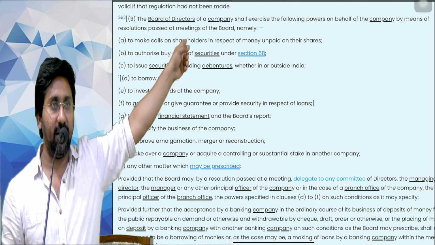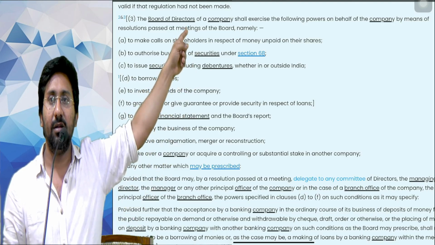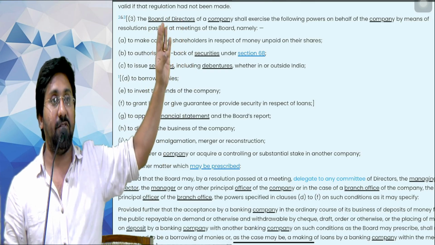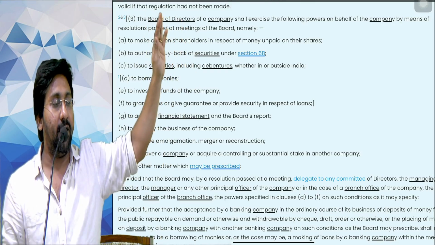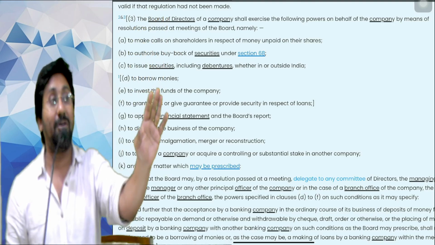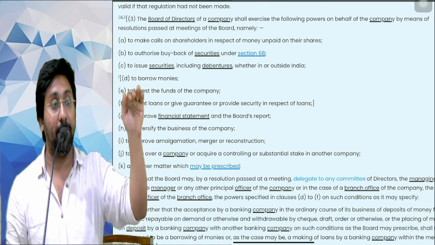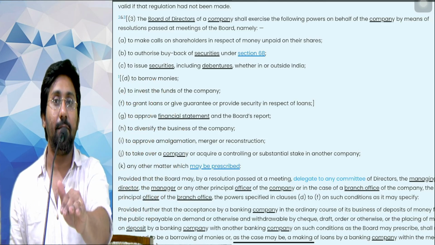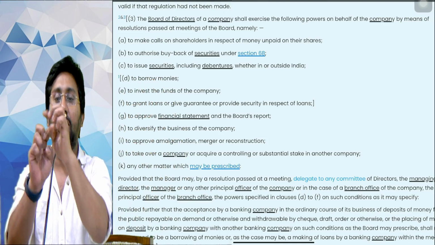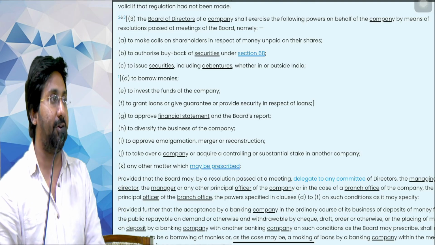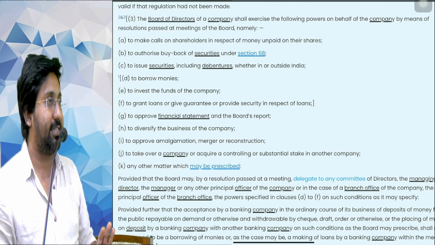See the section there. Read the section. The board of directors of a company shall exercise the following powers on behalf of the company by means of resolutions passed at meetings of the board, not by circulation. It means it is a board meeting, not equal to circulation. Therefore, it should not be a resolution by circulation case. Like that, we need to understand. These are all no circulation cases.